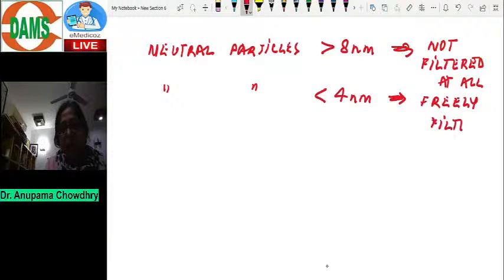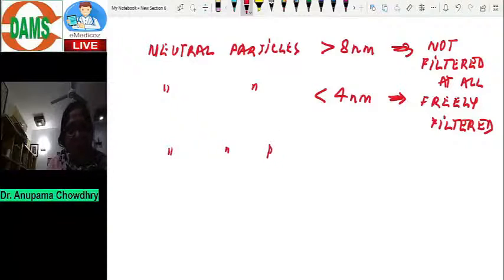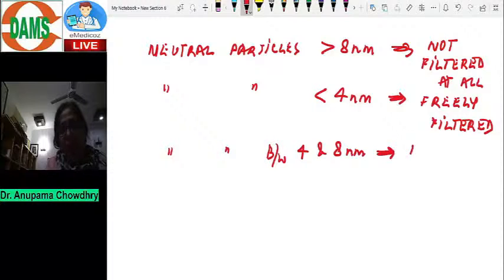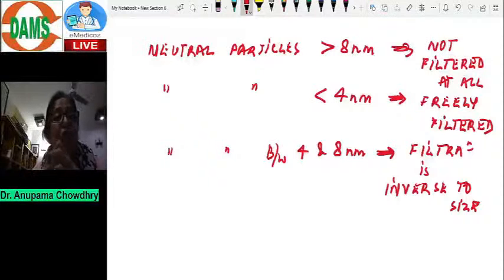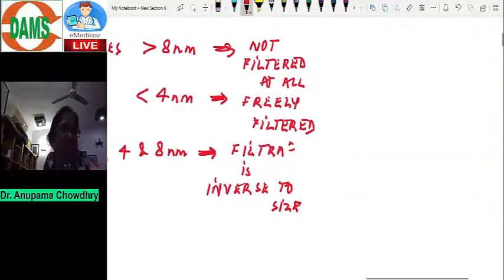Freely filtered, right? Neutral particles between 4 and 8 nanometers, filtration is inverse to size, right? And of course, it is also determined by the charge on the particle. So neutral particles more than 8 nanometers will not be filtered at all. Less than 4 nanometers are freely filtered. Between 4 and 8, it is inverse to size. And of course, charge is also going to be a very important determining factor.